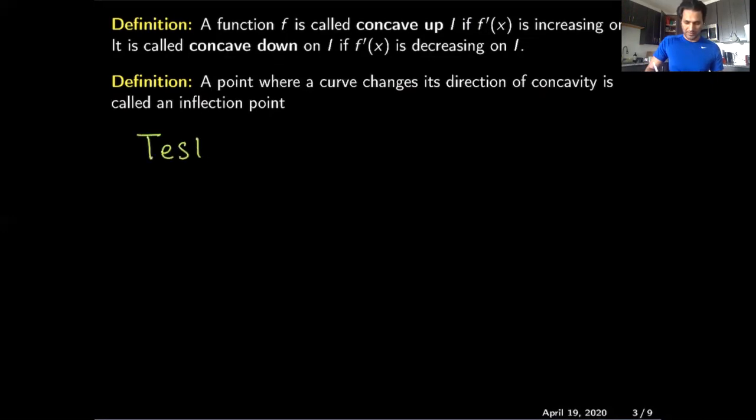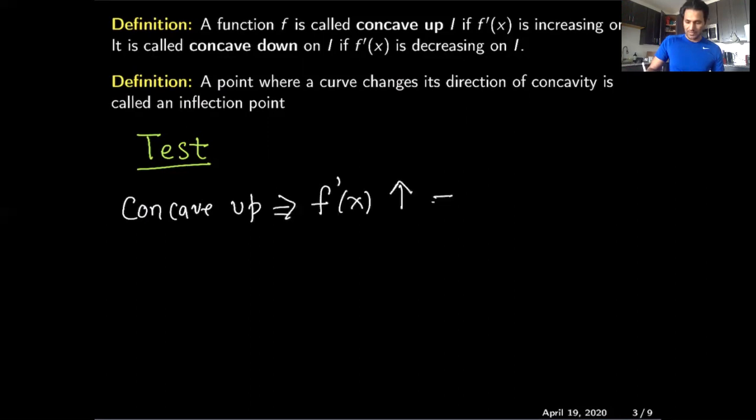So what will be our test to check the concavity? First, we notice that when the function is concave upward, the derivative of the function is increasing. And in the previous video, we learned that if a function is increasing, its derivative is positive. So the derivative of this function will be the second derivative, and the second derivative will be positive. So we can say that if the function is concave upward, its second derivative must be positive.